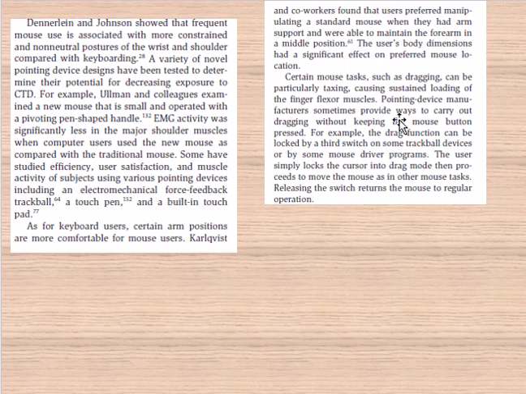With pointing devices, many manufacturers sometimes provide ways to carry out dragging without keeping the mouse button pressed. For example, the drag function can be locked by a third switch on some trackball devices or by some mouse driver programs. The user simply locks the cursor into drag mode, then proceeds to move the mouse as in other mouse tasks. Basically, releasing the switch returns the mouse to regular operation.